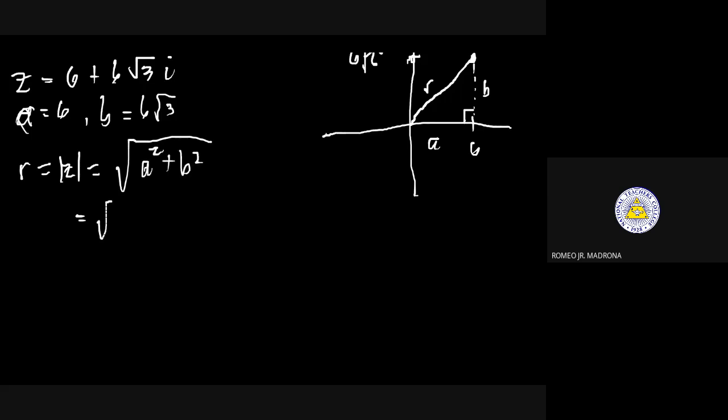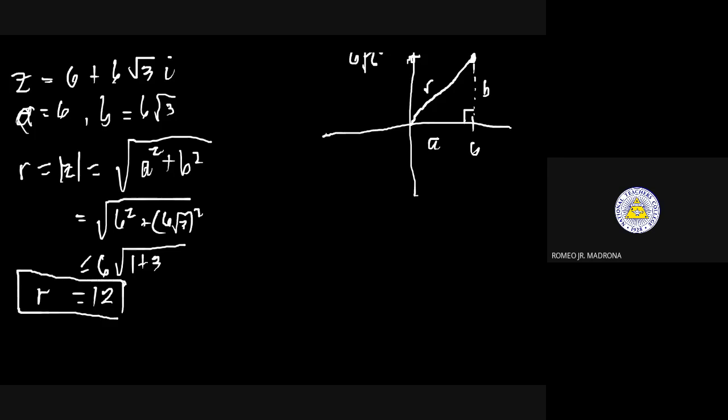Ayan, kung may tanong, class, magtanong, mas maganda may nagtatanong. 6 square, 6 square root of 3 squared. Ano bang sagot dito? 36 plus 108 is 144. Okay, so 12. Di ba? Pythagorean triple? Ayan, 12. So therefore, ang R namin ay 12.